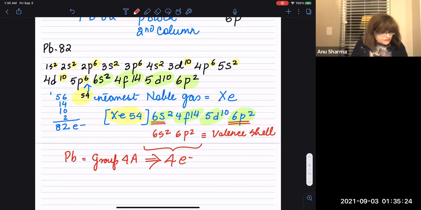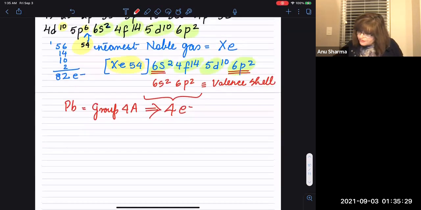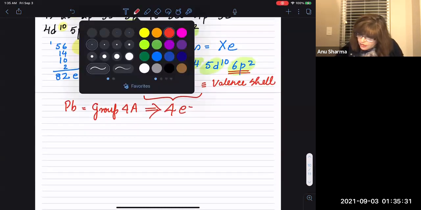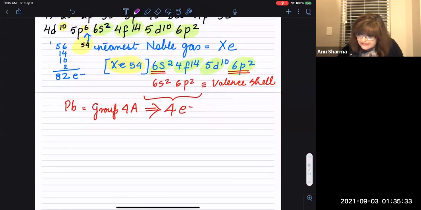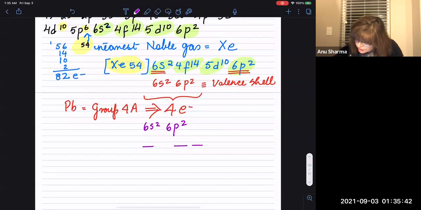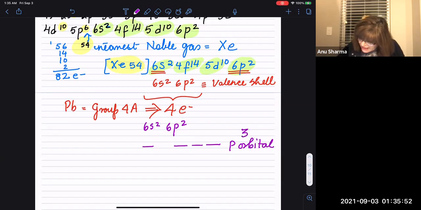All right, guys, so these are the simple types of questions that I asked. And we can also ask, okay, draw the orbital diagram of the valence electrons. So you're just going to do that for 6s2 and 6p2. So how will you show this? 1, 2, 3. These are the three p orbitals, and p orbitals are always going to be 3. This is the s orbital. This is the 1s orbital.